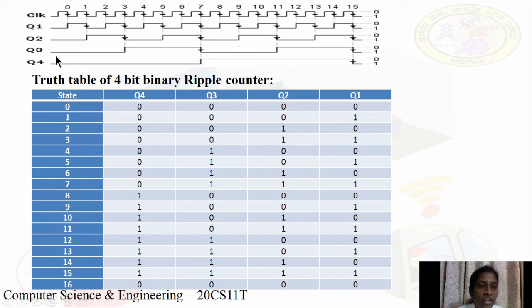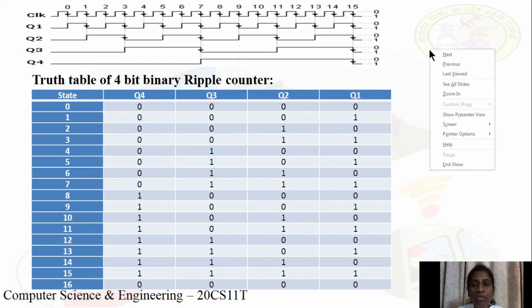Q2 value is 0. Q3 value is 0. Q4 value will be 0.